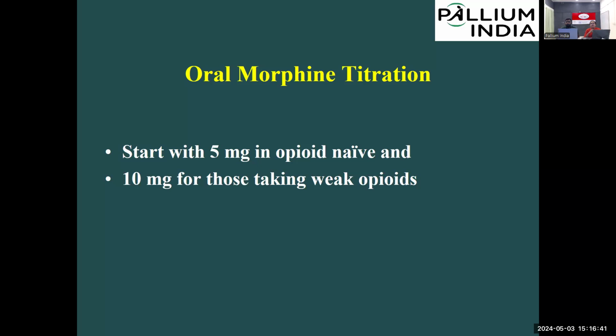Suppose we want to start oral morphine in a patient who is new to opioids. We start with 5 milligram 4 hourly. So tab morphine 5 milligram Q4H, 10 mg at HS bedtime and 5 milligram SOS. Suppose the patient is already on weak opioids, that is step 2 opioids like tramadol or tapentadol. Then we can start the patient with either 7.5 or 10 milligram of oral morphine every 4 hourly. So that is oral morphine titration.